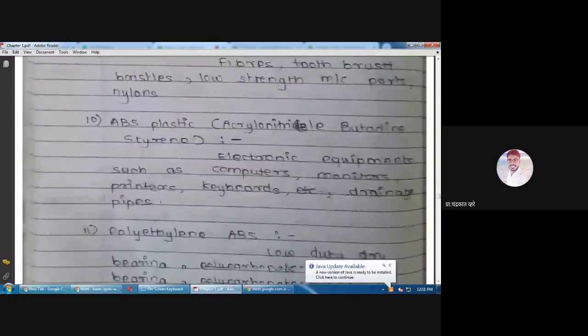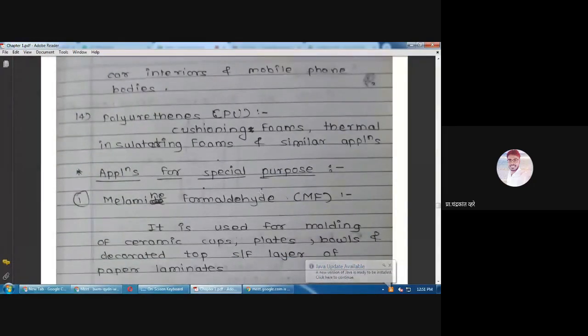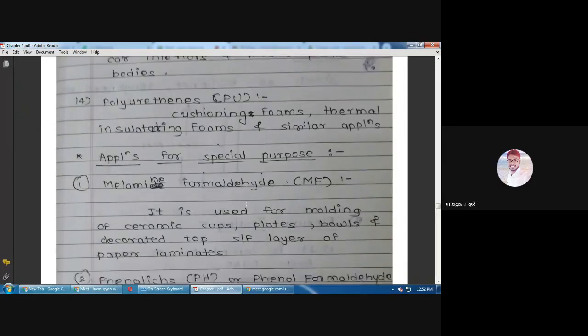Okay, so give the next heading: applications for special purposes. What are the applications of plastic for special purposes? Because in some special cases we are using plastic material also to reduce the use of metals. So what are those? We'll see.